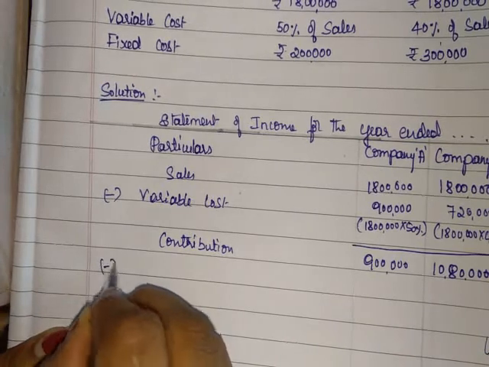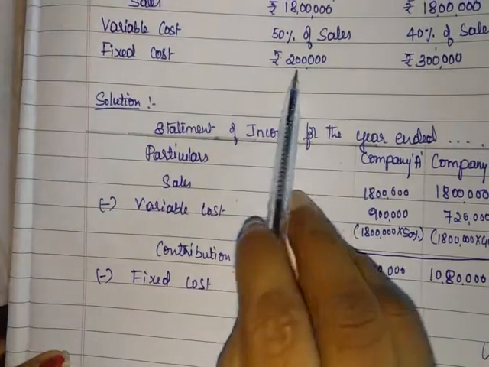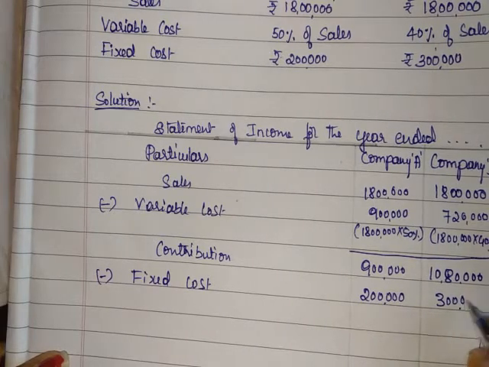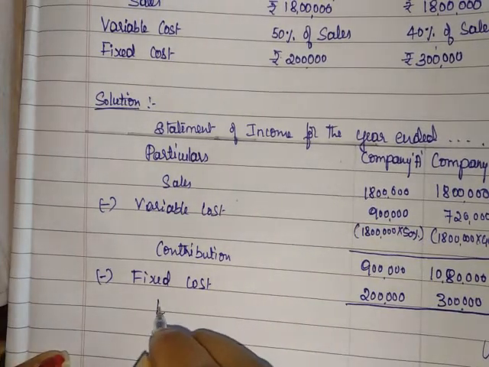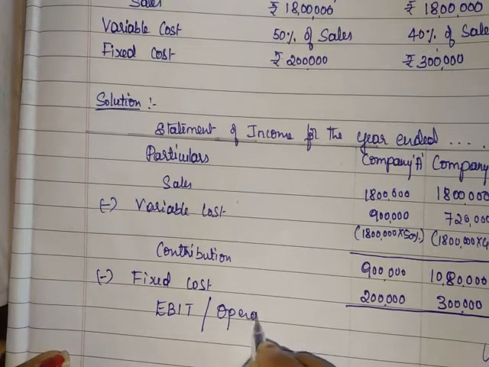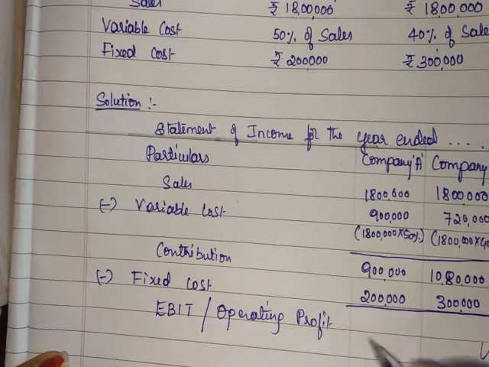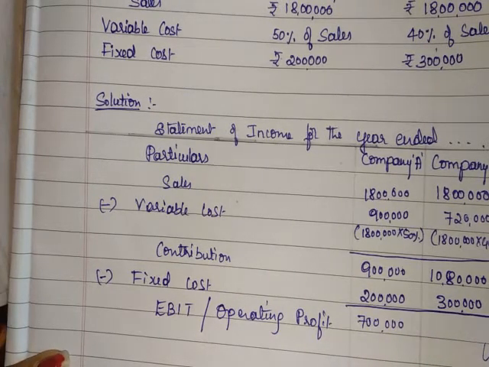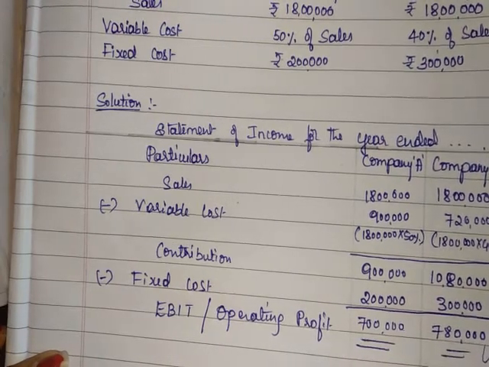So from contribution, what do we have to deduct? We have to deduct fixed cost, which is given as 2 lakh for company A and 3 lakh for company B. When you deduct fixed cost from contribution, the answer is EBIT or operating profit. So you must remember this format. So EBIT is 9 lakh minus 2 lakh, it is 7 lakh. Then 10 lakh 80,000 minus 3 lakh is 7 lakh 80,000. So we got the operating profit.